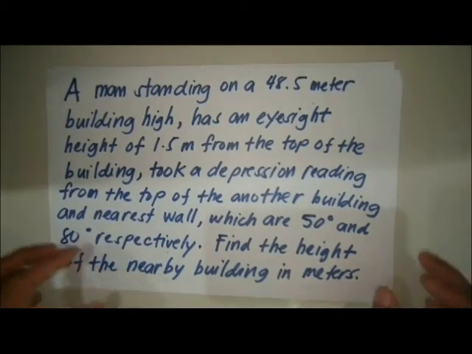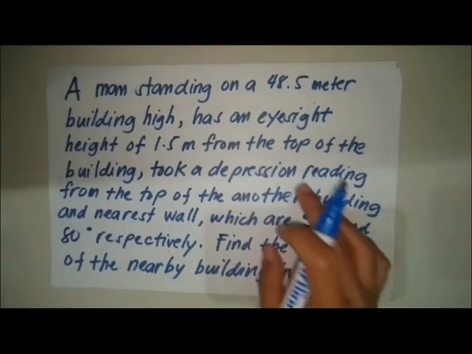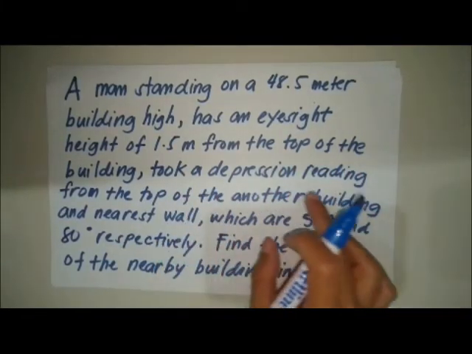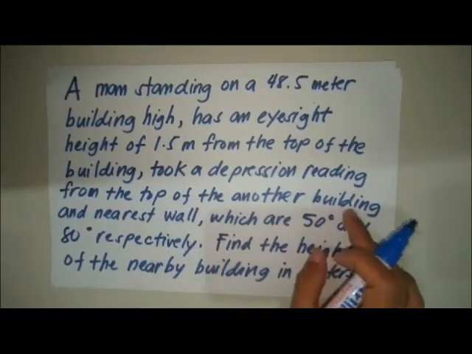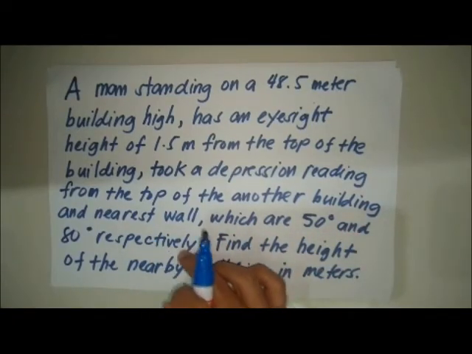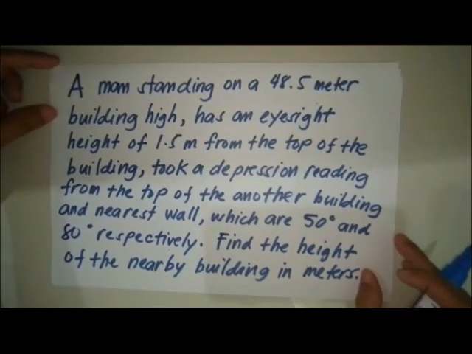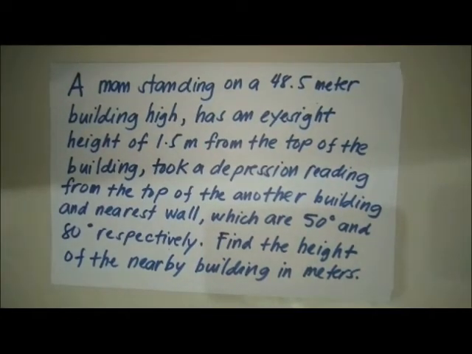For this next problem, we have a man standing on a 48.5-meter-high building with an eyesight height of 1.5 meters. From the top of the building, he took depression readings to the top of another building and to its nearest wall, which are 50 degrees and 80 degrees respectively. Find the height of the nearby building in meters. So this problem is an application of trigonometry.